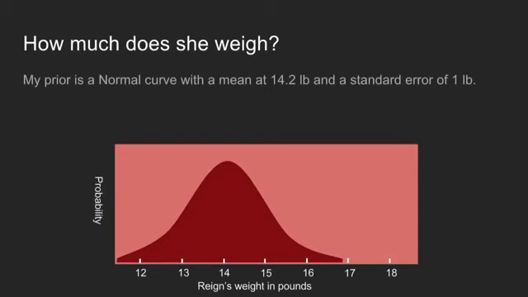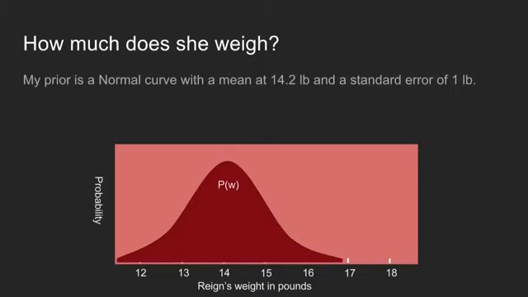So I take that prior, and this is the form that it takes. A normal distribution centered on 14.2 pounds, and you can see that most of that bulk is within plus or minus a pound. And it extends a little bit further out to allow for the possibility that she's actually gained a lot or lost a lot of weight, but probably she's pretty close. This is what I believe before I even put her on the scale.